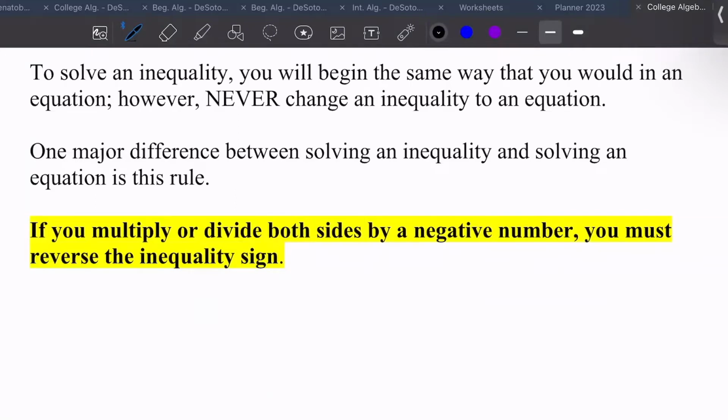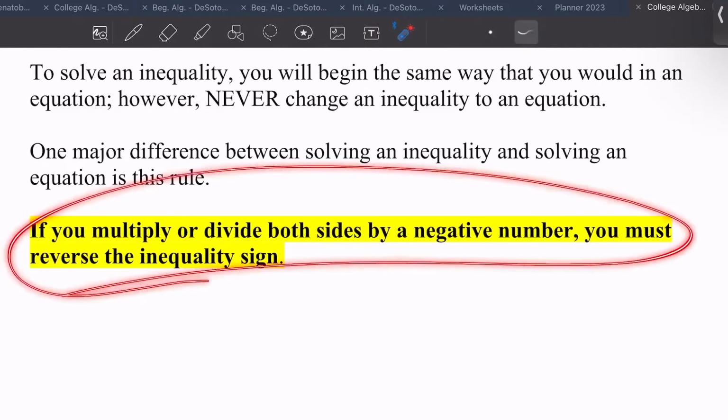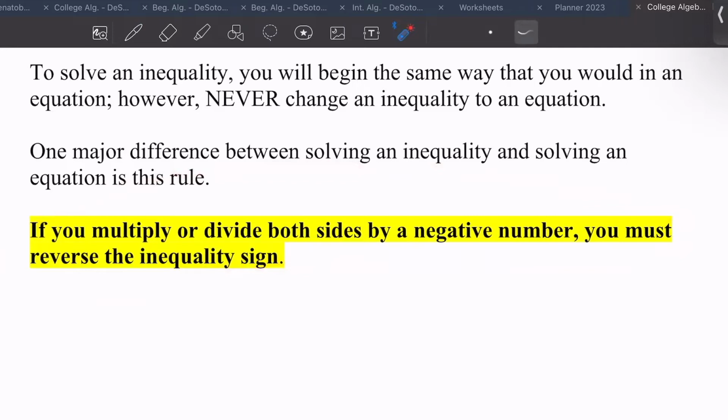Okay. And there's one major difference between solving an inequality and solving an equation, and it's this rule right here, the highlighted rule. If you multiply or divide both sides by a negative number, you got to reverse the inequality sign. Okay, so if you had a greater than, you would change it to less than. If you had greater than or equal to, it'd be less than or equal to. And same difference the other way. If it's less than, you make it greater than. That's the only thing that is different. Everything else is still the same.